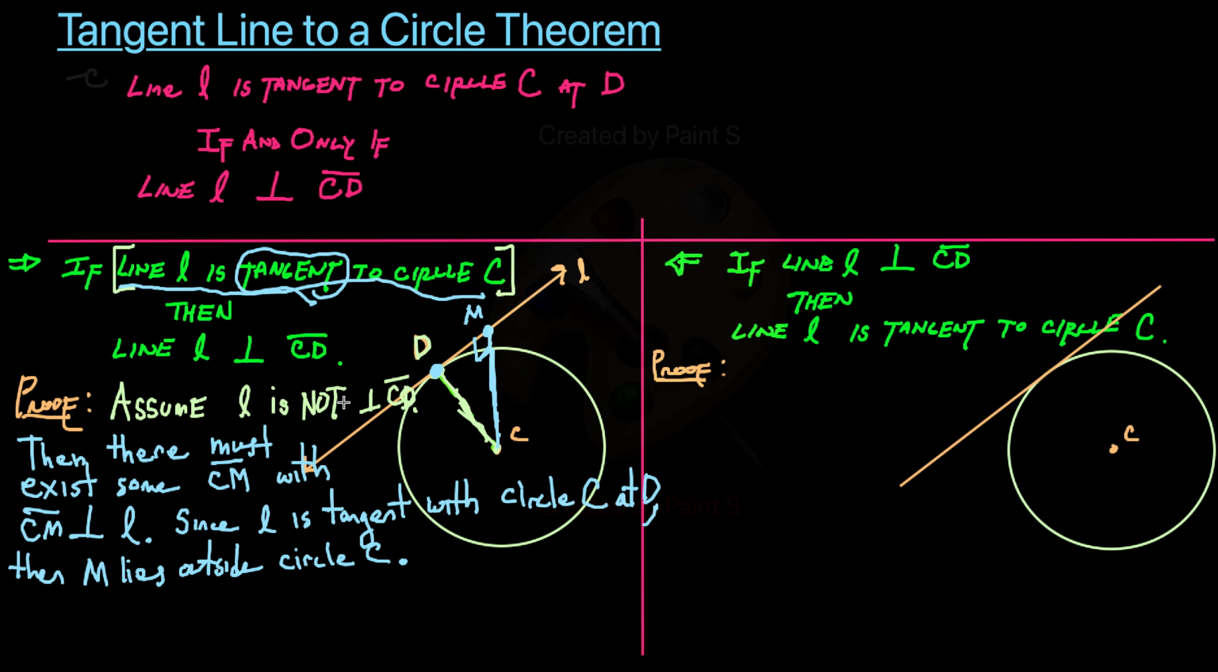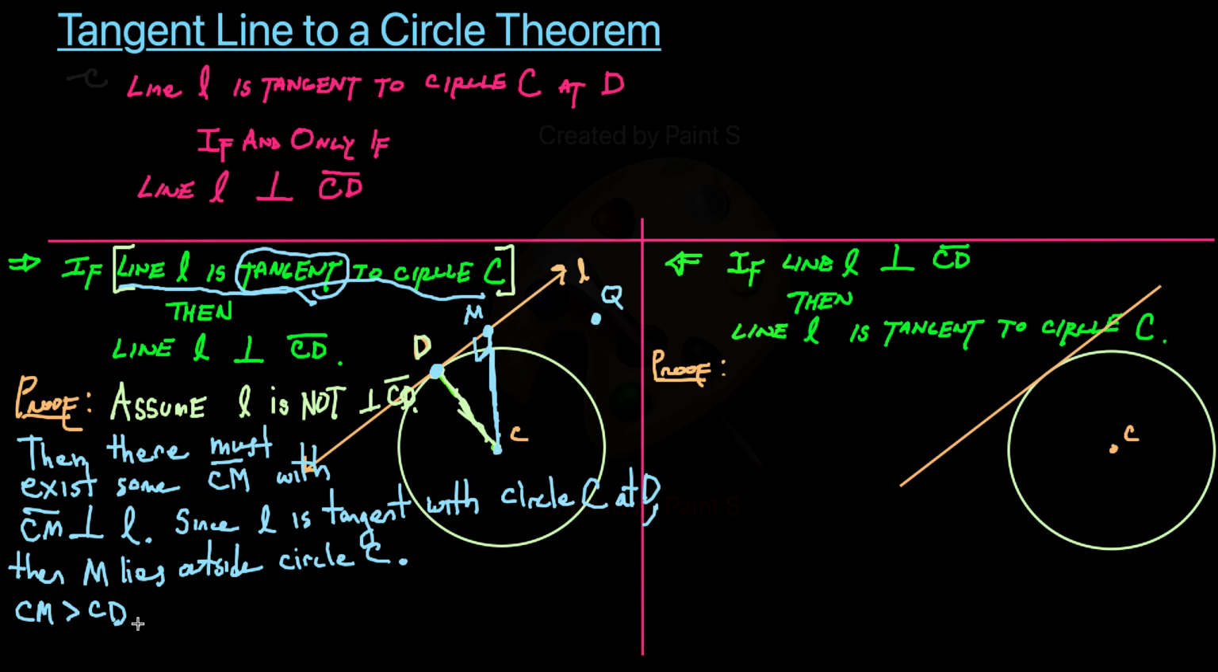And now we just need to convince ourselves that any point outside the circle is further away from the center than any point on the circle. That's the statement. I'm not going to write it, but you should really convince yourself that for any point Q outside the circle, the distance from C to Q is further than from C to any point on the edge. So since M lies outside the circle, CM, the distance between C and M, is greater than the distance between C and D, since D lies on the circle.